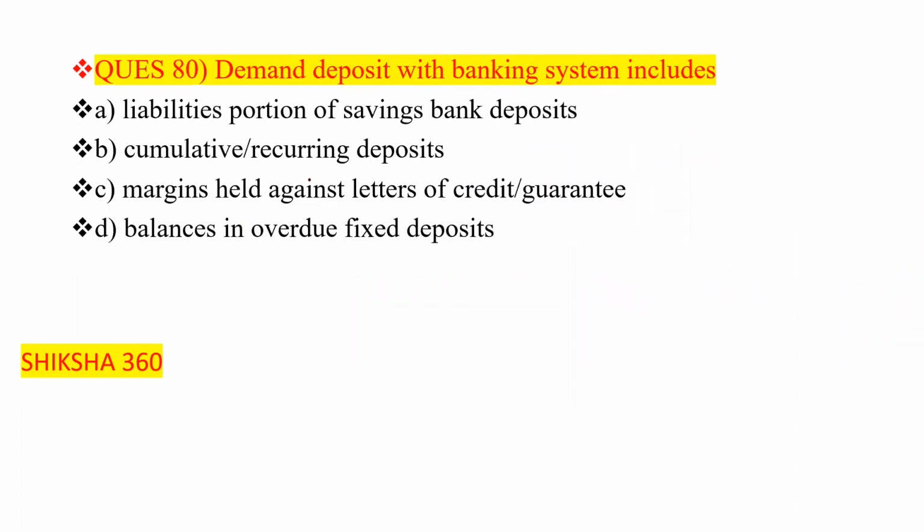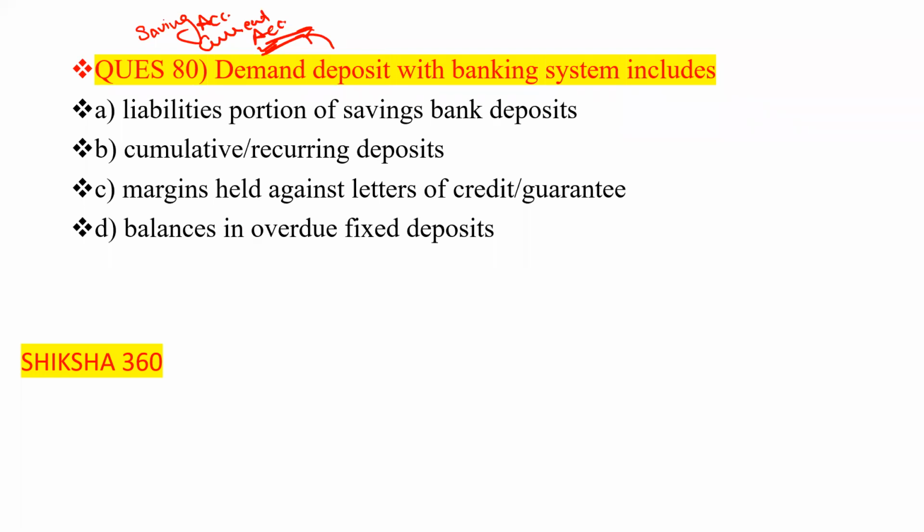Question number 80. Demand deposit with the banking system includes. Demand deposit is when you demand, you will get your money back, like money in the savings account or in the current account. So all of these come under demand deposit. The options: liability portion of the saving bank deposits, cumulative or recurring deposits, margins held against letter of credit or guarantee, or balances in overdue fixed deposits.